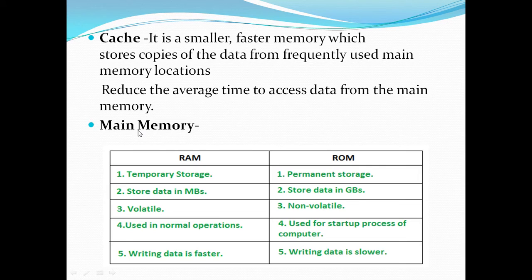Now, the second part of primary memory is the main memory. It consists of two parts, RAM and ROM, which you are studying from earlier classes also. RAM is the random access memory and ROM is the read-only memory. RAM is the temporary memory and ROM is permanent memory. Why is it temporary? Because it is volatile in nature. Volatile means it can delete the data as soon as the power is cut off. Whereas ROM is permanent. Why is it permanent? Because it is non-volatile memory. Electricity doesn't affect it. It is permanent.